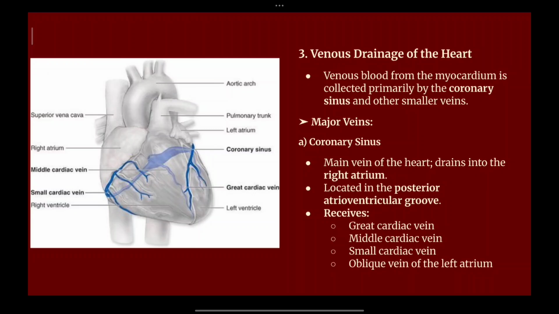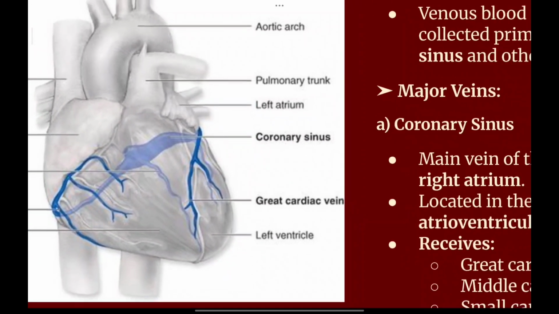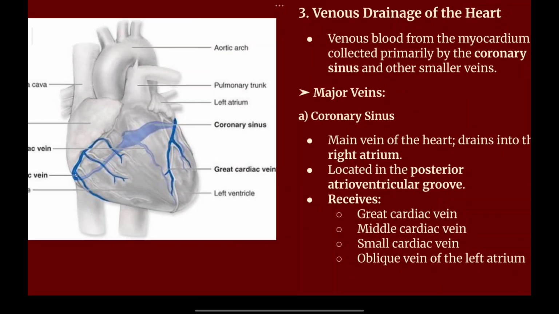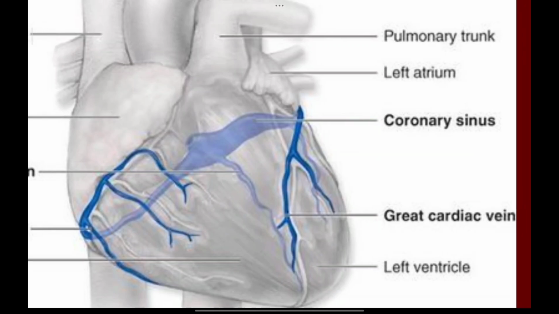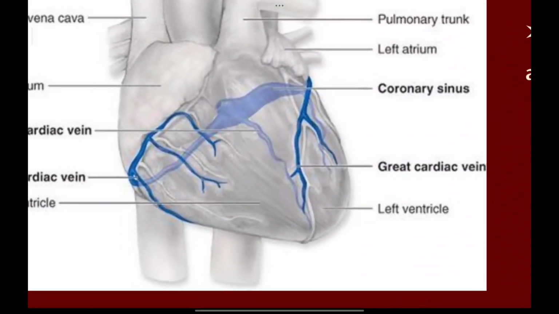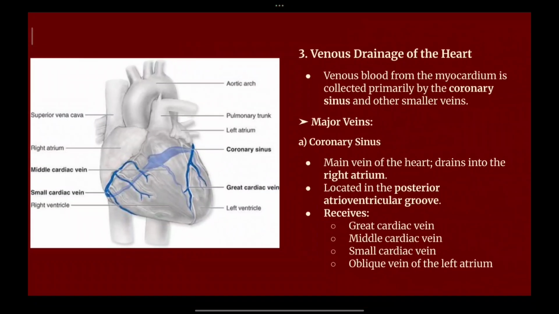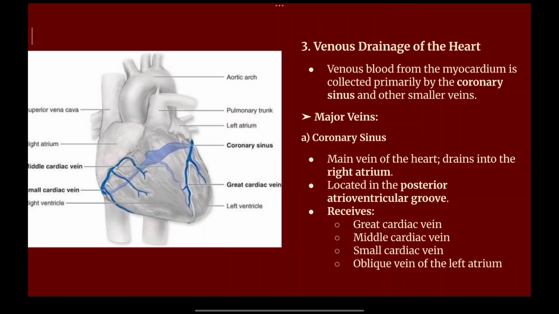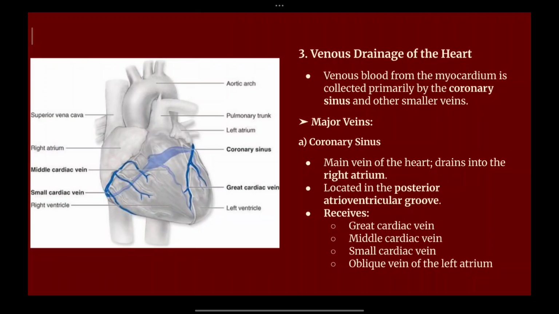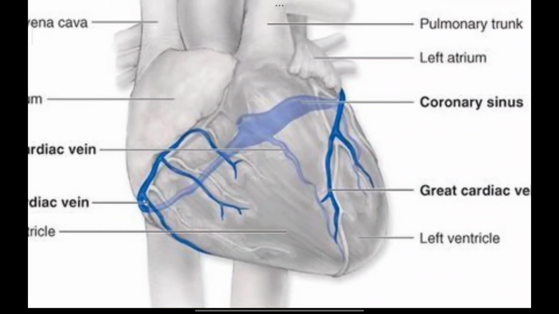This coronary sinus is located in the posterior atrioventricular groove, the groove between the atrium and ventricle in the posterior region. So from where is the coronary sinus receiving blood? It receives deoxygenated blood from the great cardiac vein, which you can see here in the anterior region. Then it receives from the middle cardiac vein, which is running posteriorly. Then we have the small cardiac vein, which is running medially, and the oblique vein of the left atrium, which is not represented here but runs in a parallel region.